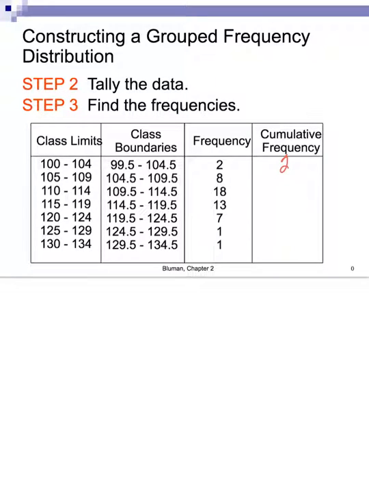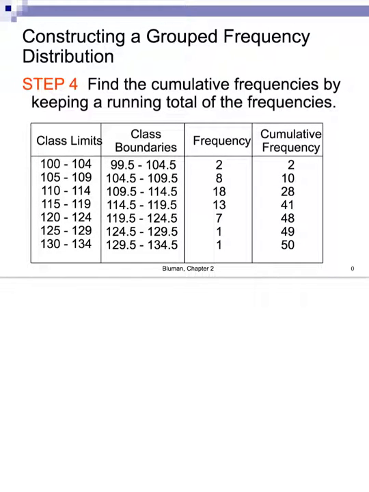So far we have 2. And then within this class, we picked up 8 more. So now I have 10. Now I have 10, and I recently added 18 more, so I'd go with 28 here. 28 plus my 13, that's going to give me 41. 41 plus my 7, that's going to give me 48. And then, of course, 49, and then 50. Again, here's a much neater version of how we found that cumulative frequency.